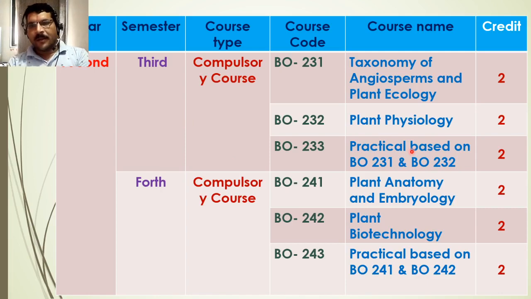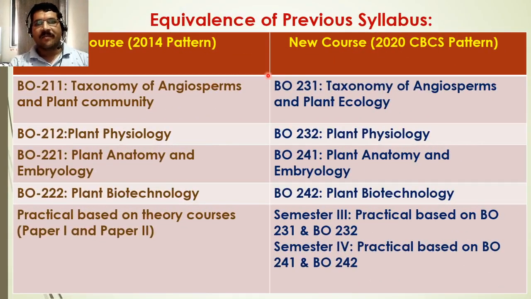So now we will see the equivalence of the previous syllabus and the new syllabus. You must be aware that from this year the SY B.Sc syllabus is revised by the university. So it is known as the 2020 CBCS pattern. FY B.Sc is the 2019 CBCS pattern, because it was implemented last year. This syllabus we are implementing from this year, so it is known as the 2020 CBCS pattern.